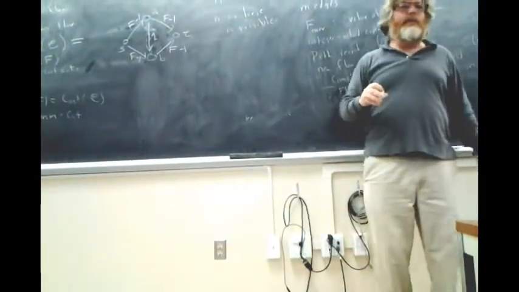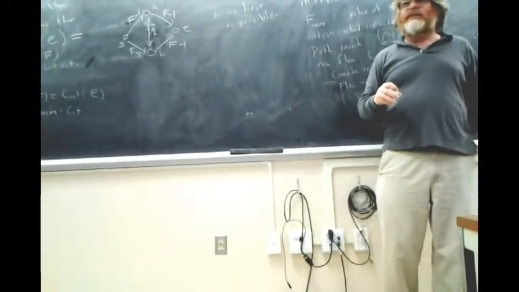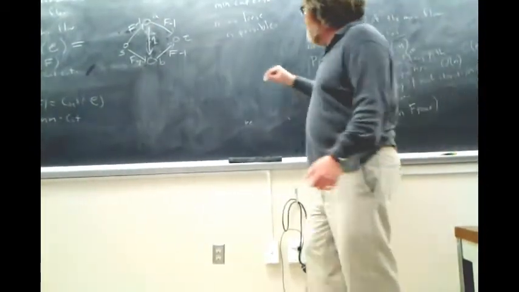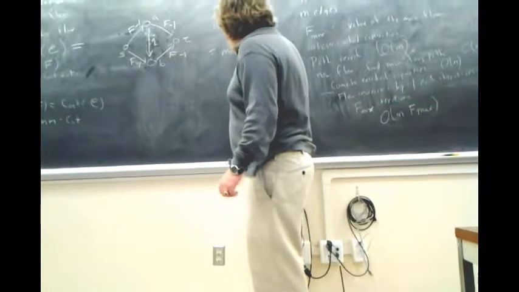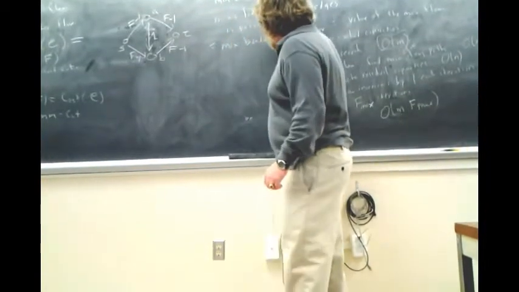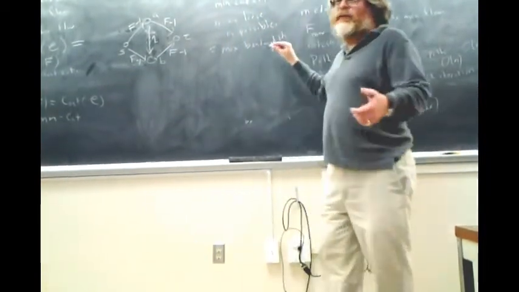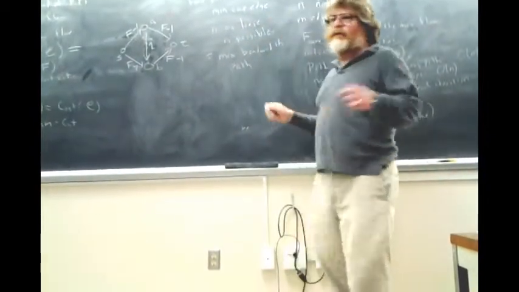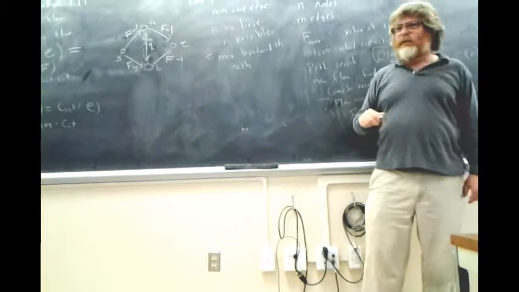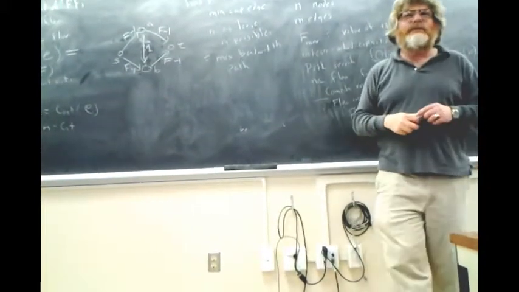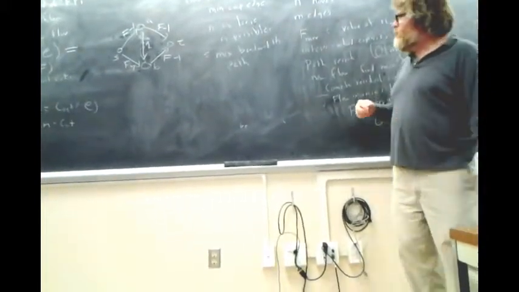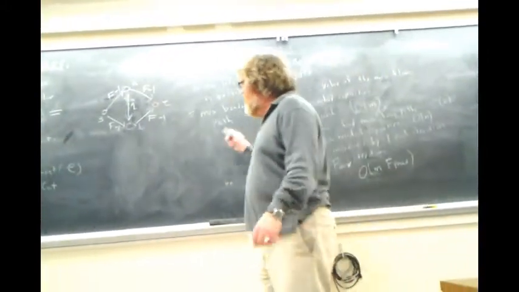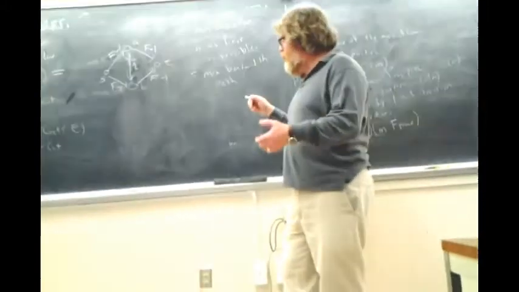Does this look familiar to anybody? First problem we have seen. That's right. This is exactly the maximum bandwidth path that we looked at the first week of class. That's an example of using depth first search. And we know how to solve this. Let's see if we remember.